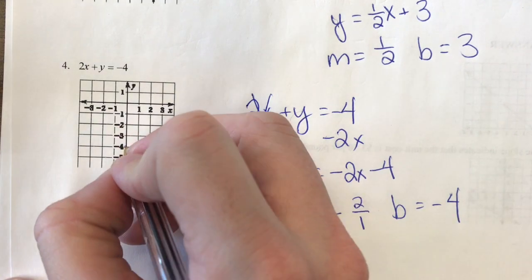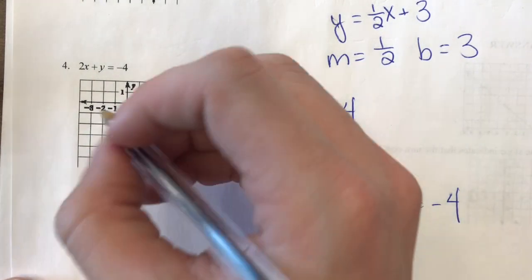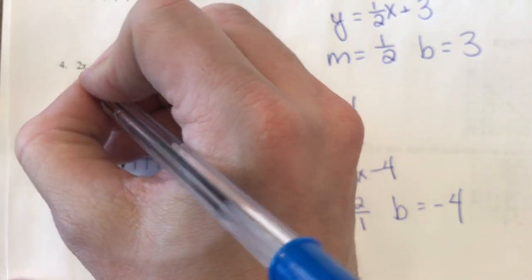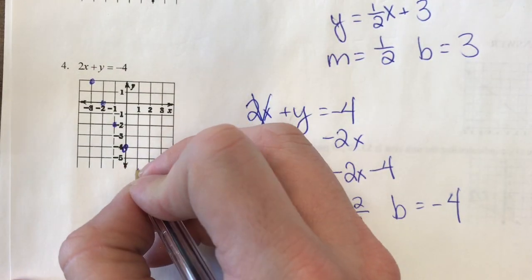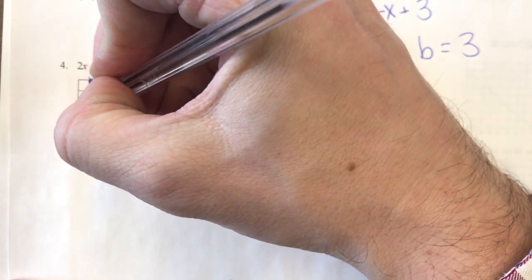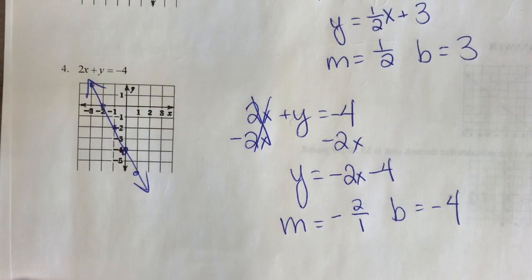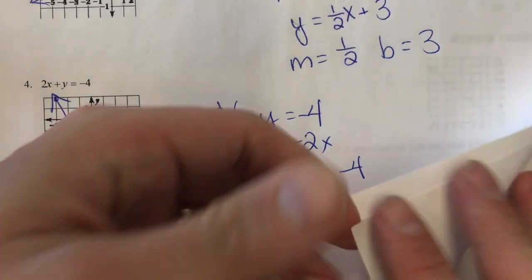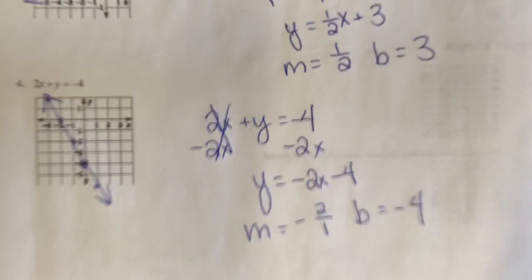So you start at -4. My slope is -2 over 1. So I go up 2, left 1, up 2, left 1, up 2, left 1, ran out of space, down 2, right 1. Draw yourself a line. Cool. Now am I done? Now I'm done.